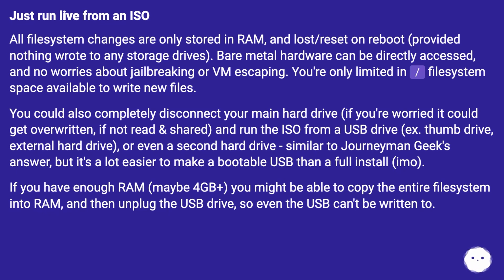You could also completely disconnect your main hard drive, if you're worried it could get overwritten, if not read and shared, and run the ISO from a USB drive, external hard drive, or even a second hard drive, similar to Journeyman Geek's answer, but it's a lot easier to make a bootable USB than a full install, IMO. If you have enough RAM, maybe 4 GB plus, you might be able to copy the entire file system into RAM, and then unplug the USB drive, so even the USB can't be written to.